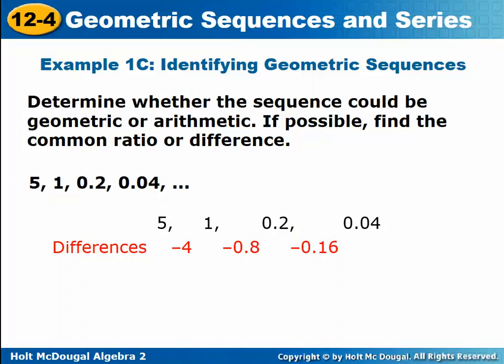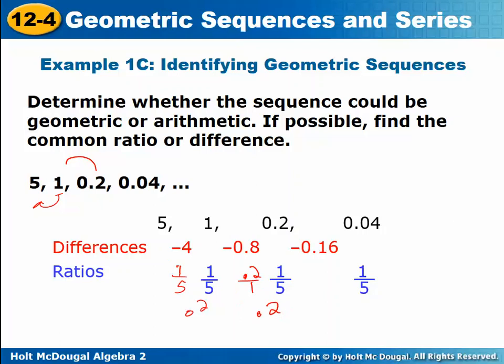So now we check the ratios of one term divided by the one before it. So let's write that out. Let's take the second term and divide it by term 1. That would be 1/5. Just leave it like a fraction is fine. Or you can change it to 0.2. The second ratio would be 0.2 divided by 1. And that is also 1/5, but you probably would get that on a calculator as 0.2.